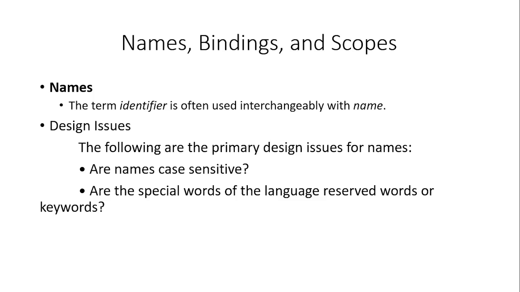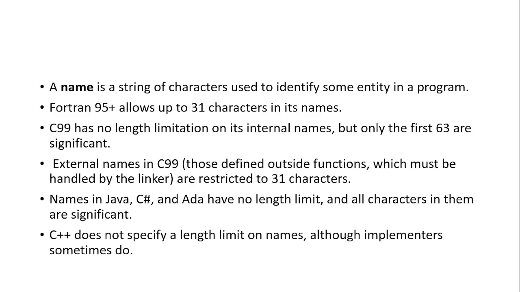So we'll look at name forms. A name is a string of characters used to identify some entity in a program. As we know, for example, area is a name and it is a string of characters used to identify some entity. We'll see the notion of these names in different languages.